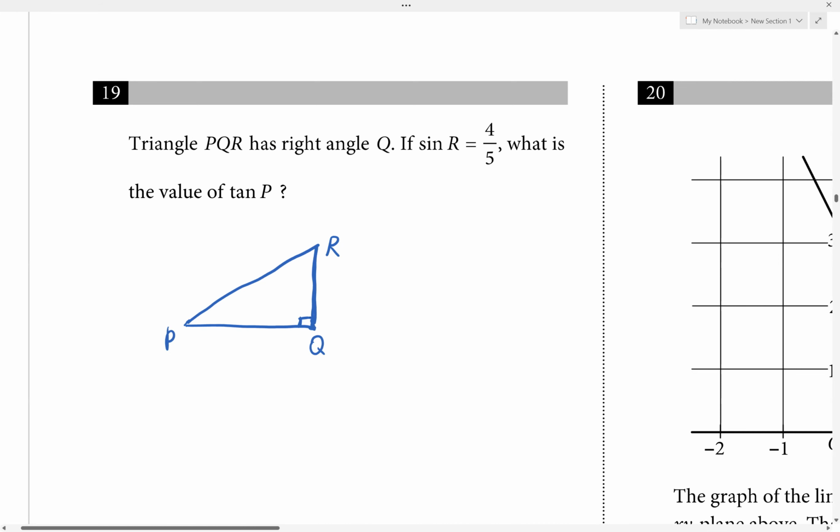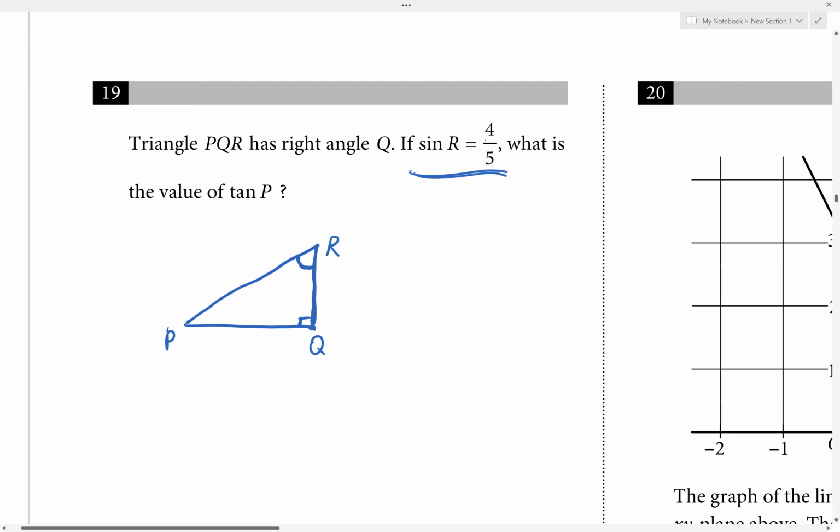Let's just say this is our triangle. It doesn't matter how you draw it, as long as Q is a right angle, that should be good. But based on the way we draw it, if I put P here and R here, we have to be able to label this correctly. Based on this information, sine of angle R is 4/5. So my angle R is on the top, and sine of this angle is 4/5.